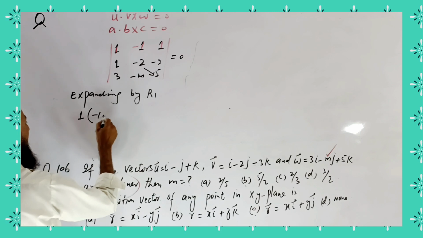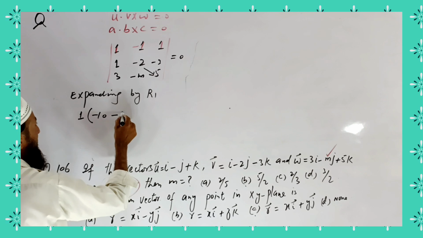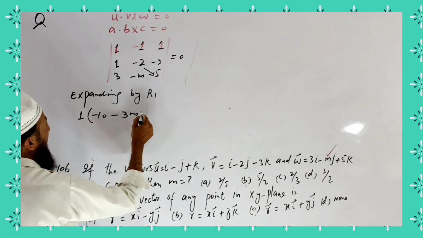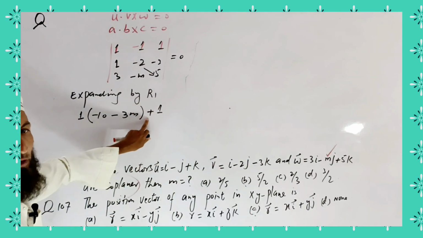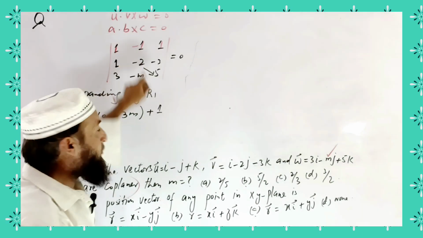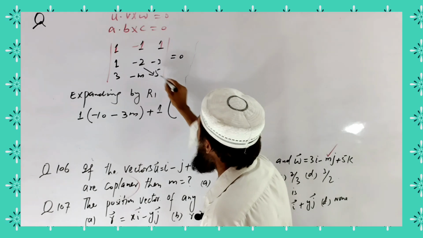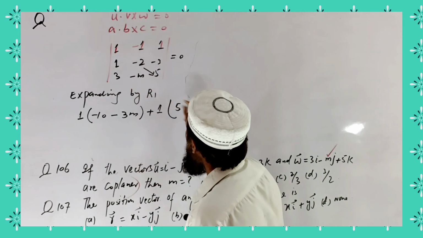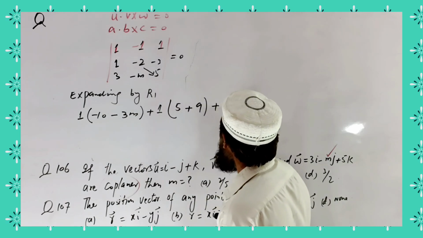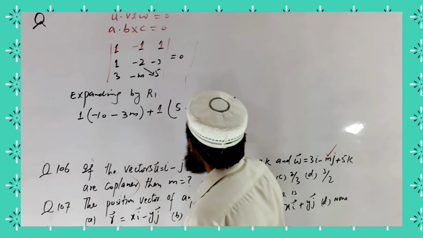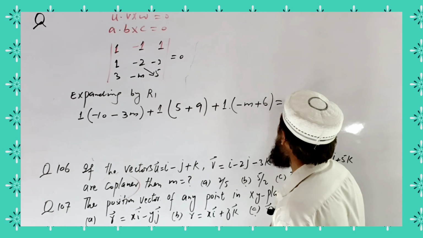We will get -10, minus into minus plus, and we get minus 3m. Actually, here according to the formula we put minus, but a minus is already present, so we put minus into minus plus 1. For the second column, ignore; 1 multiplied by 5 we get 5 minus minus 3 multiplied by plus 9 and plus 1. For the third column, ignore. So we get minus m plus 6 is equal to 0.